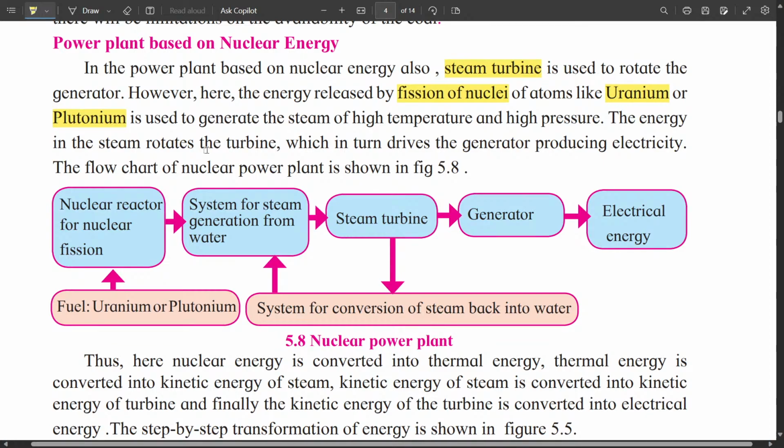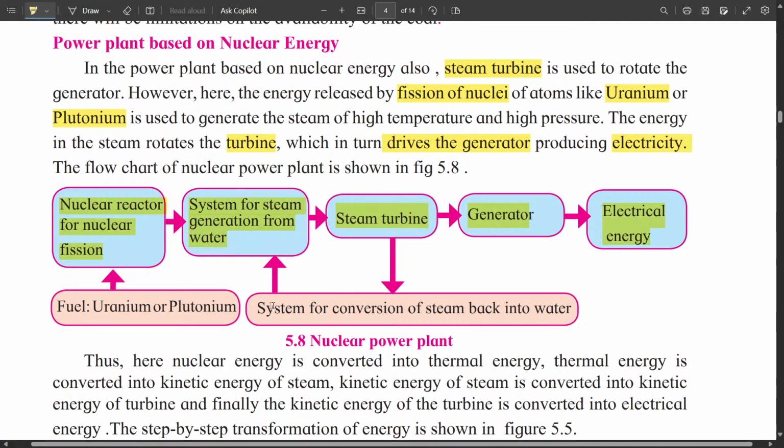Energy in the steam, that is the kinetic energy in the steam, rotates the turbine, which in turn drives the generator, and then the electricity is produced. So if you want to see the flow chart of a nuclear power plant, we have a nuclear reactor for nuclear fission. Then heat is produced in nuclear fission, which is used by the system for steam generation from water. Steam drives the steam turbine, which drives the generator, and ultimately electric energy is produced.